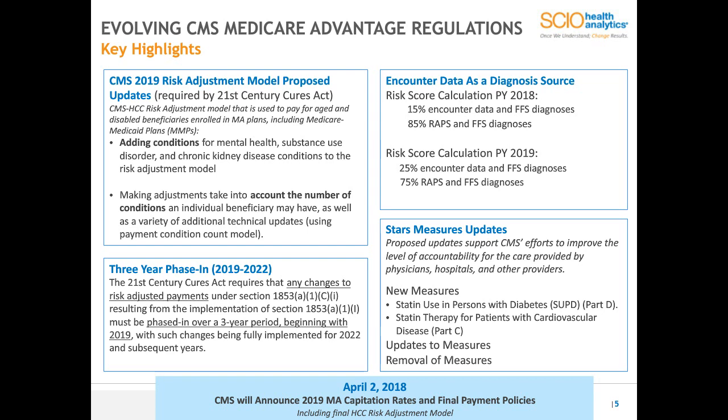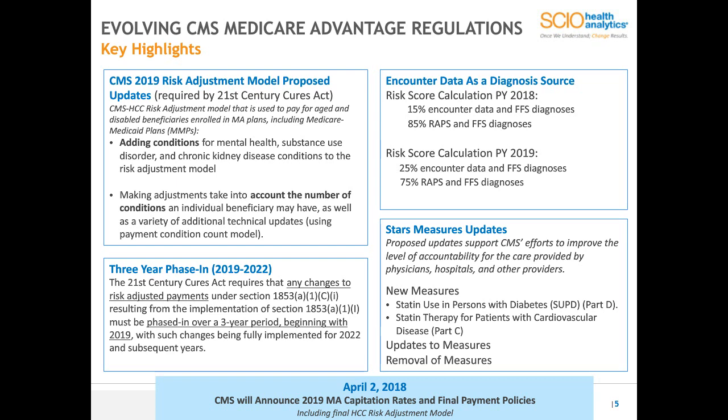In addition to that, the number of conditions that any individual beneficiary may have, as well as some different technical updates in terms of the overall accounting in the model, are going to be taking place for the 2019 year. We see some changes as well in terms of the overall use of encounter data. This, of course, is expected, and that trend has moved now from 15% of encounter data in fee-for-service diagnosis against the 85% RAPS and fee-for-service diagnosis. We'll see that go up in the performance year of 2019, to 25% encounter data and 75% RAPS. So we're beginning to see that transition. It's well underway, and I think most folks have been preparing accordingly.